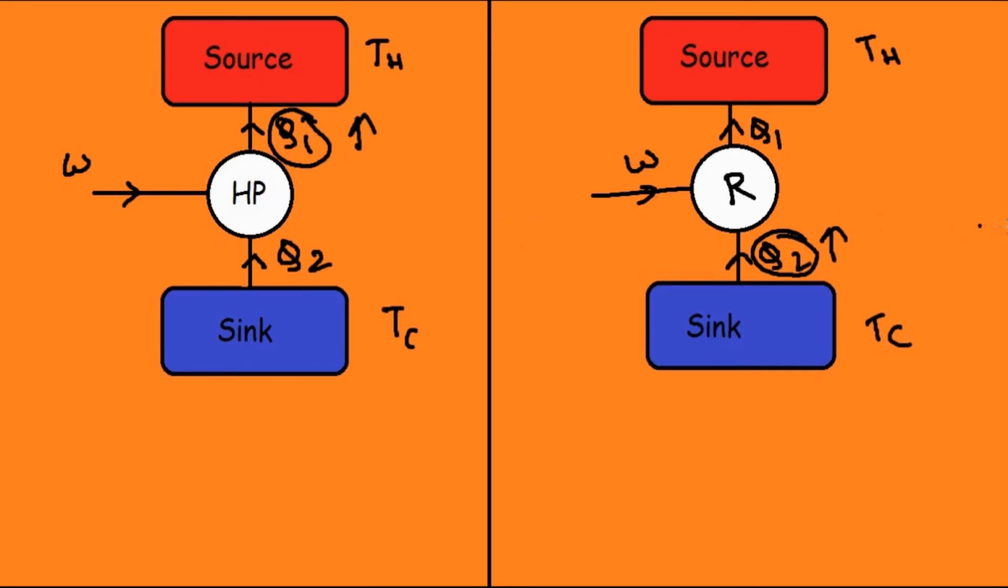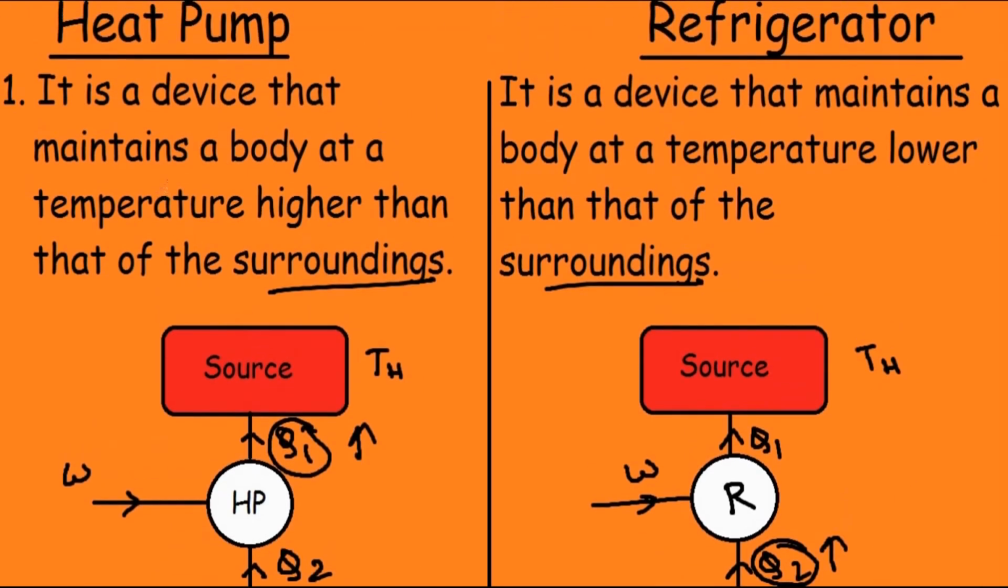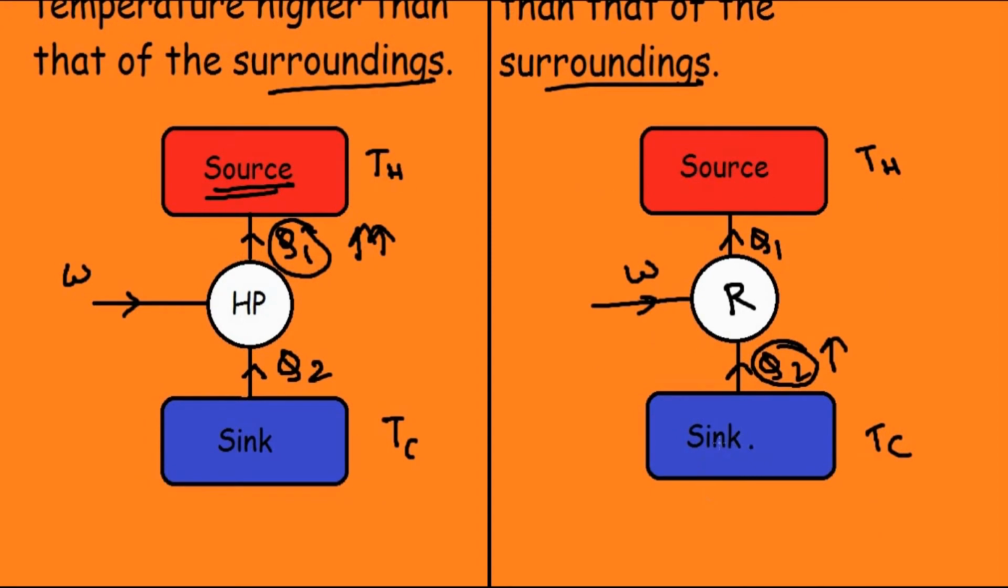This is because the motive of the heat pump is to maintain a body at a temperature higher than that of the surrounding. We want the temperature of this source to be as high as possible, and for this to occur, this Q1 must be as high as possible. And the motive of the refrigerator is to maintain the body at a temperature lower than that of the surrounding. So we want the temperature of this sink to be as low as possible, and in order to do so, we need to increase this Q2 as much as possible.